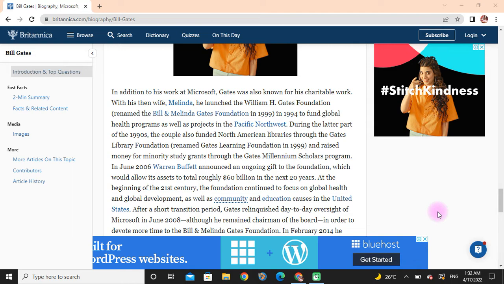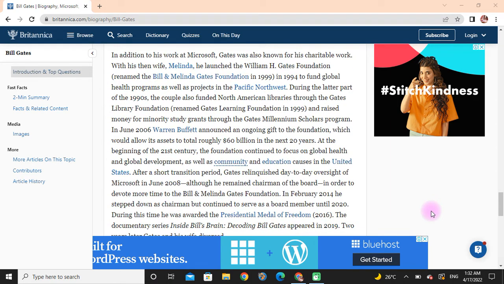In June 2006, he announced an ongoing gift to the foundation, which would allow it to spend a total of roughly $60 billion in the next 20 years on global health and development as well as community and education in the United States. After a short transition period, Gates stepped down as day-to-day head of Microsoft in June 2008, although he remained chairman of the board, in order to devote more time to the Bill and Melinda Gates Foundation.